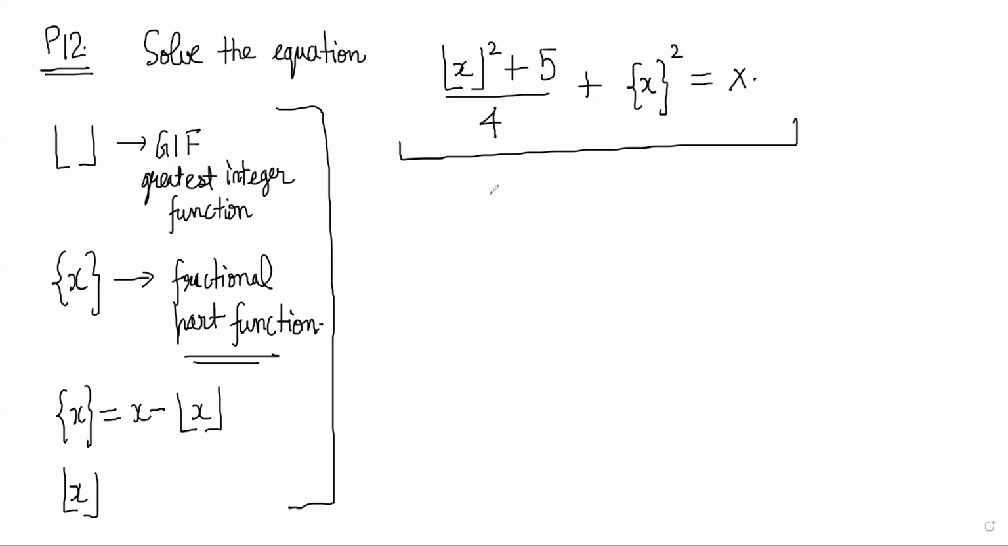Sir, if I let x be between 0 and 1, then the integral part of x is zero, and the fractional part of x is x square. Okay, so you'll get x square plus 5 by 4 is equal to x, right? Yes sir. So maybe that has a solution. Have you checked it?